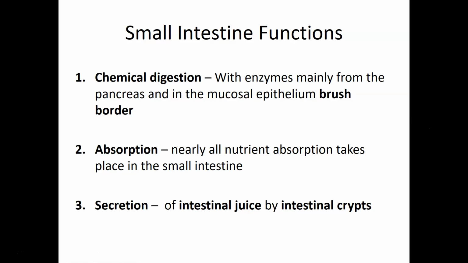The second function is absorption. The small intestine is the longest segment of the alimentary canal, and that provides a lot of opportunity for nutrients that are small enough from digestion to be absorbed across the wall and into the body. In the small intestine, almost all of the nutrient absorption takes place. The third function is secretion. There are what are called intestinal glands or intestinal crypts that are constantly secreting intestinal juice. Intestinal juice is going to mix with the chyme, and that's a third main function.